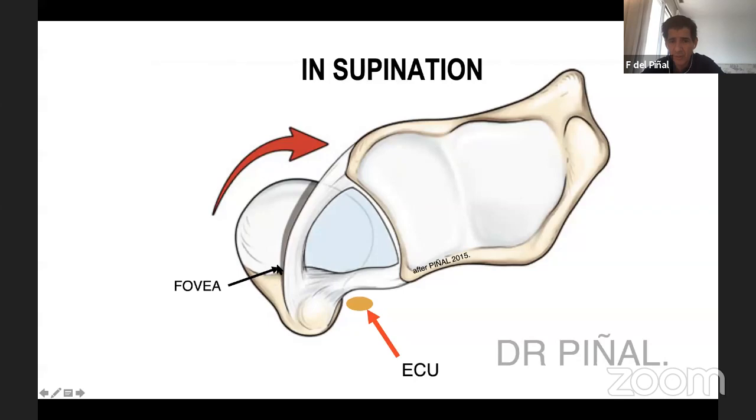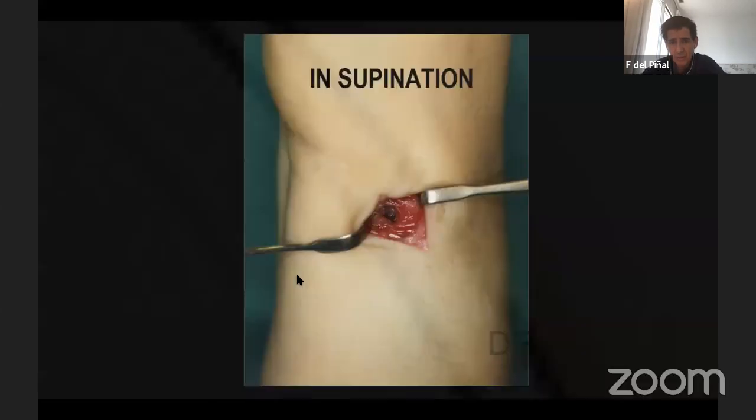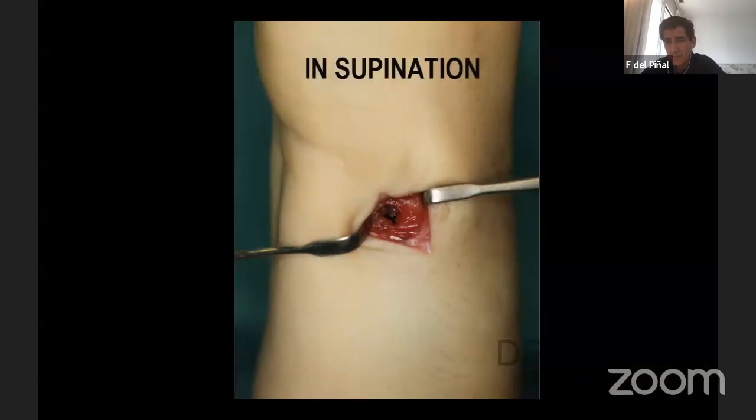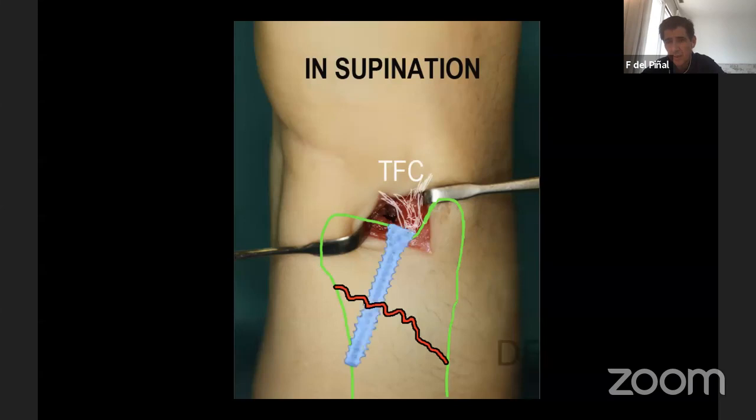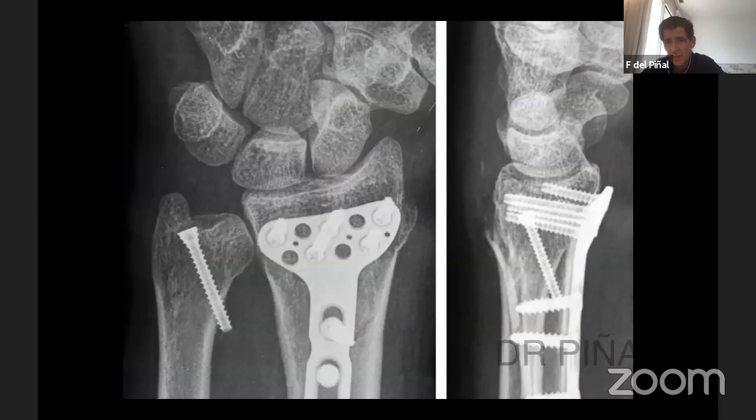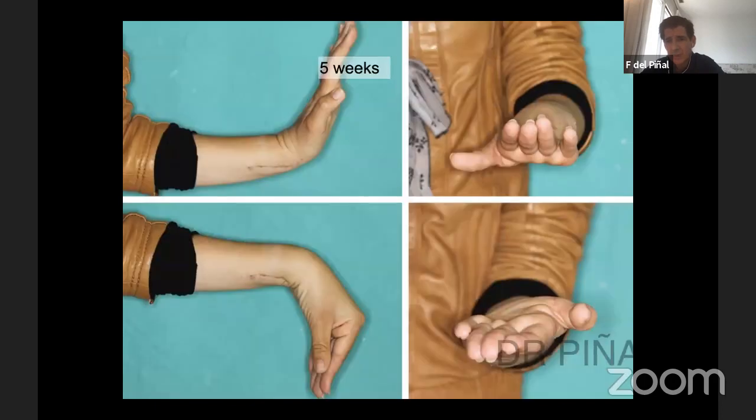But if you put it in supination, the fovea, as I intend to show you in this schematic drawing, is right there. So this is the patient. In supination, here's the fovea. And in this case, the TFC is there because there's no rupture. So we put here a cannulated screw and allowed her immediate range of motion these 5 weeks.